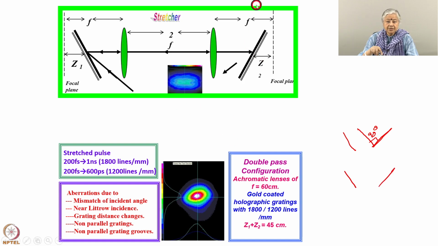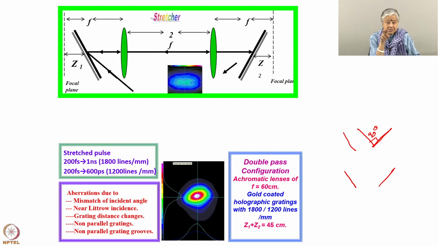So, I have one grating here and I have one grating here. And in between them I have two lenses, and they are placed at 2f. The distance between them is 2f. F is the focal length. Here I have given you the focal length part. In total your stretcher consists of these two lenses and these two gratings. With this I am going to get a long pulse in time.